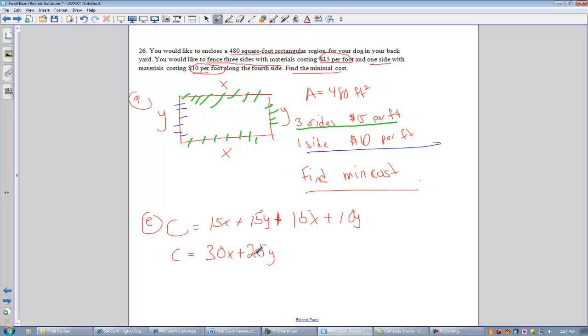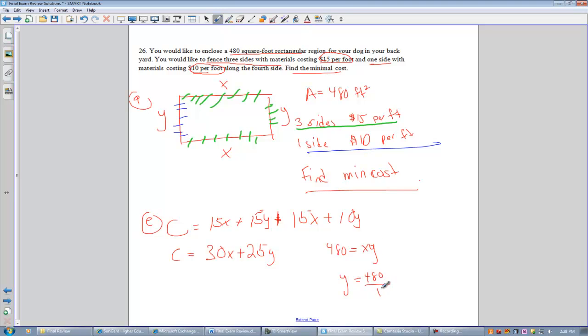Then I could graph it and use the maximum or minimum button to find, in this case, I guess, the minimum. And that's where this 480 comes in. So 480 is the area, and the area is the length times the width. So this is x times y. I can solve this for y. So this is y equals 480.